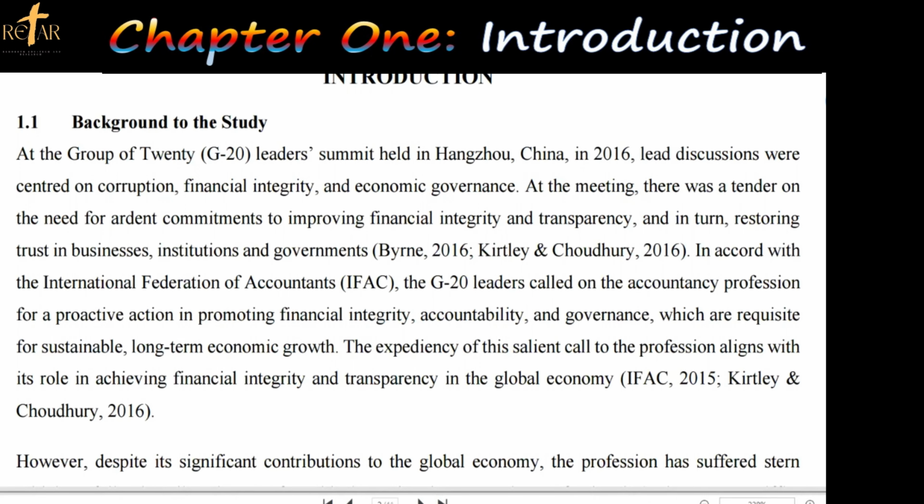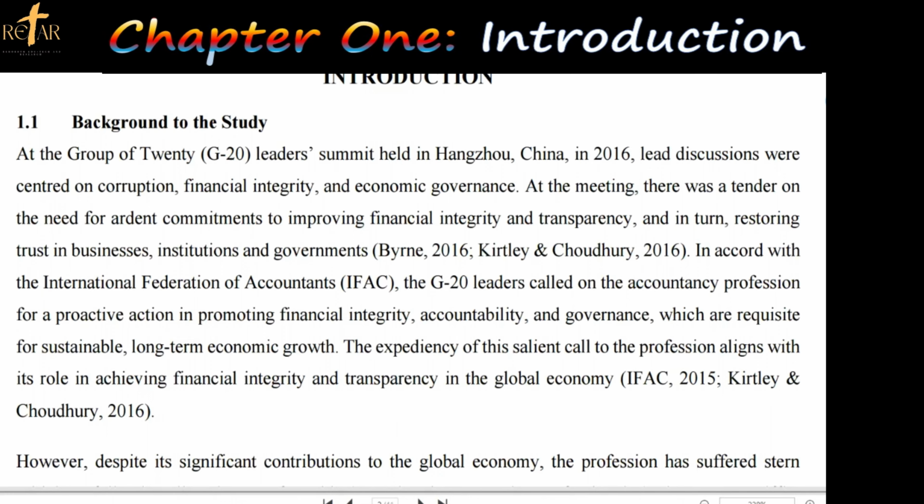So look at this example: at the Group of 20 Leaders Summit held in Hangzhou, China in 2016, lead discussions, there were discussions in that meeting, but lead discussions were centered on corruption. And you can't talk about corruption without relating back to the accountant. Financial integrity, you can't talk about financial integrity without relating back to the accountant and the decisions accountants make. And economic governance. Now, at this meeting, you can see how it is being built up.